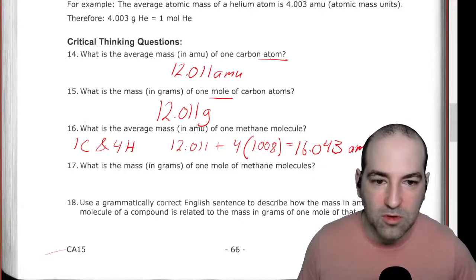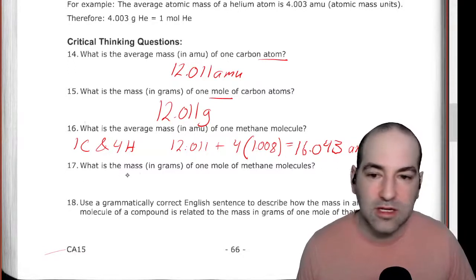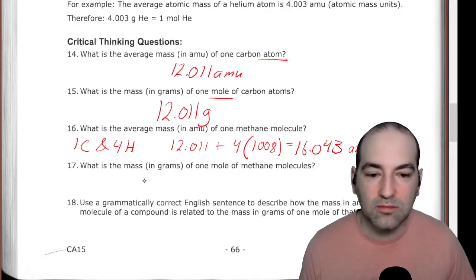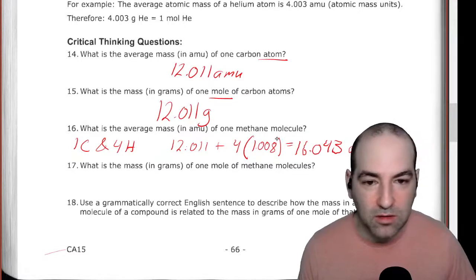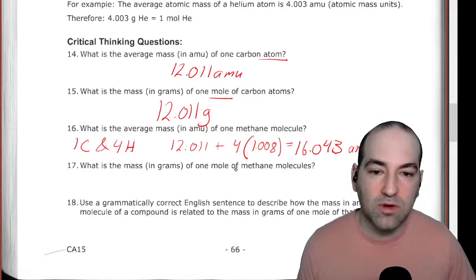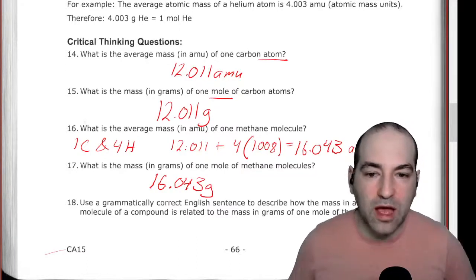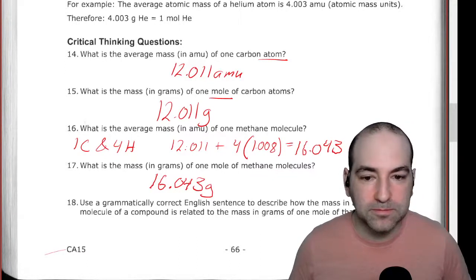And that's AMU, atomic mass units. Okay. And then for number 17 here, what is the mass in grams of 1 mole of methane molecules? Well, remember that the mass in AMU of one molecule is going to be the same numbers from the periodic table as the mass in grams of 1 mole. So this answer is actually going to be the same. We just make it grams now instead of AMU.